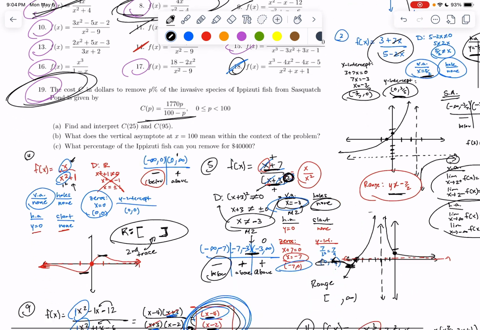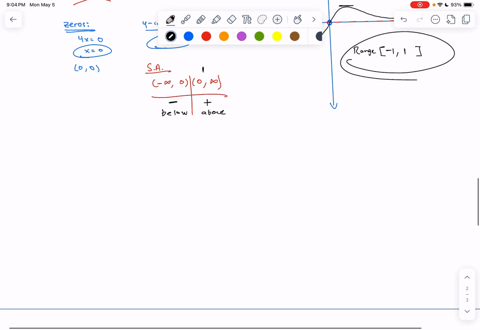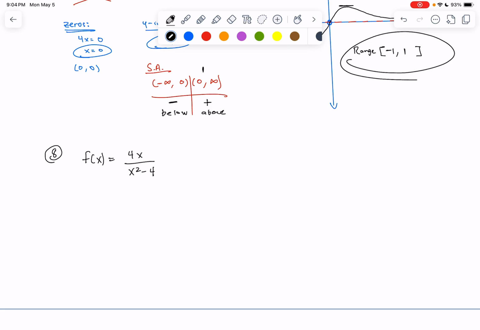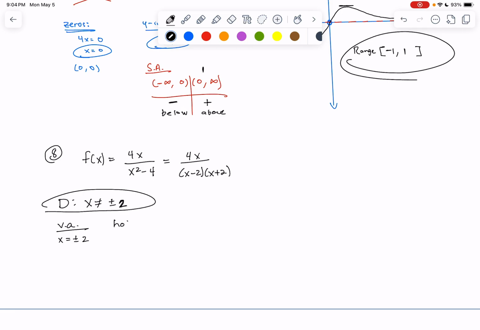So problem 8 is 4x over x squared minus 4. Okay, it's f of x equals 4x over x squared minus 4. Now, the first step is to simplify it, if you can. So we got 4x over x minus 2, x plus 2. Okay, now nothing cancels, so your domain is just going to be x cannot equal plus or minus 2. And even if it did cancel, you still have to exclude that from the domain. So there's my domain. Now, these can either be classified as holes or vertical asymptotes. We know they're VAs because it didn't cancel, so we're going to have VAs at x equals plus or minus 2. Holes, none.